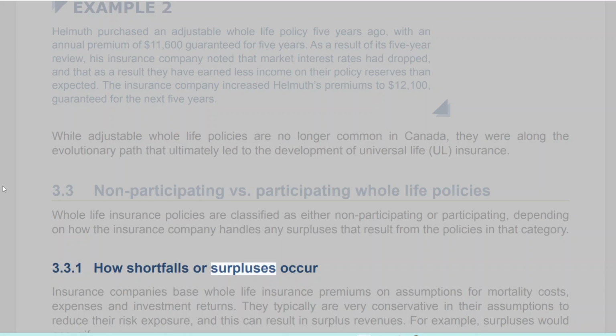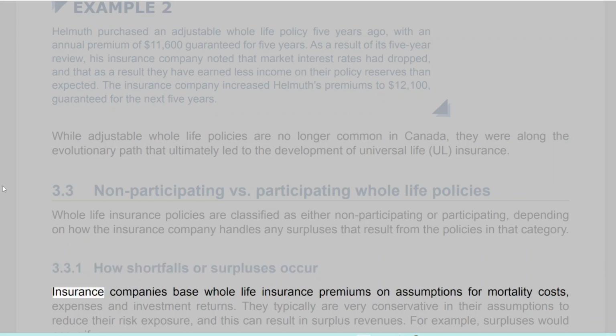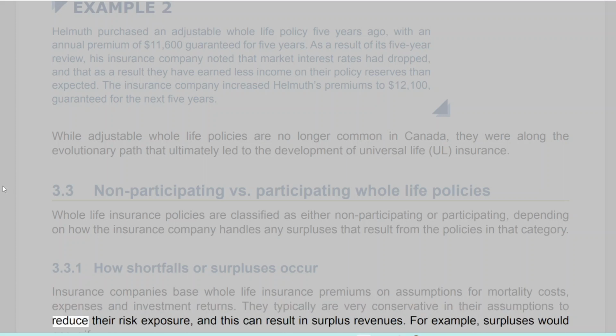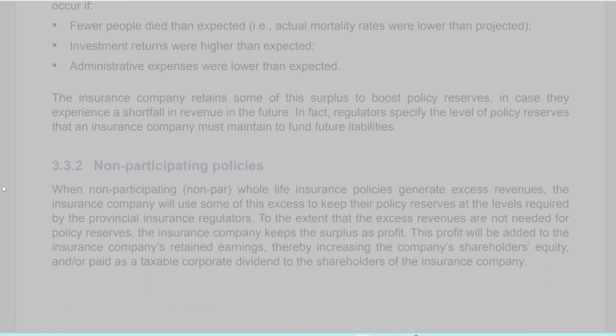3.3.1 How shortfalls or surpluses occur. Insurance companies base whole life insurance premiums on assumptions for mortality costs, expenses, and investment returns. They typically are very conservative in their assumptions to reduce their risk exposure, and this can result in surplus revenues. For example, surpluses would occur if fewer people died than expected, that is, actual mortality rates were lower than projected; investment returns were higher than expected; or administrative expenses were lower than expected.